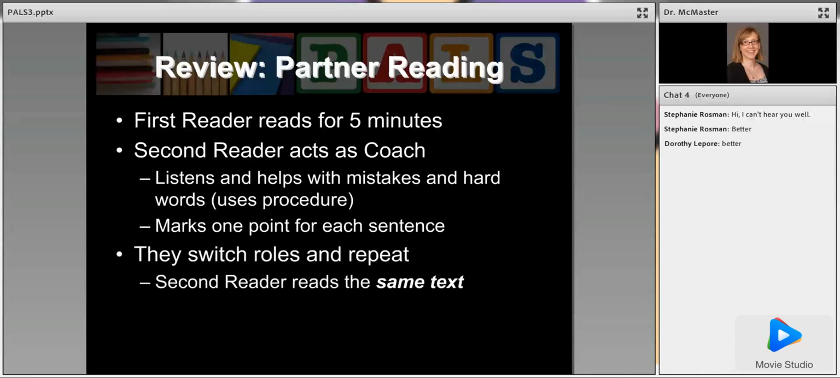After the first reader reads for 5 minutes, the second reader gets a chance to be the reader. The first reader becomes the coach, and they repeat by reading the same text that they just read.